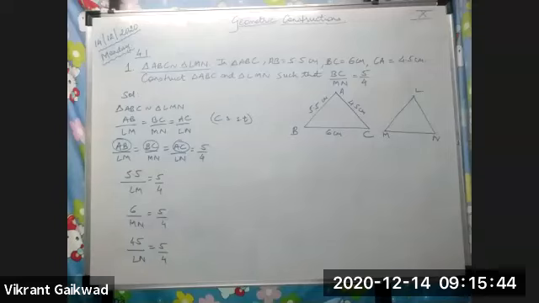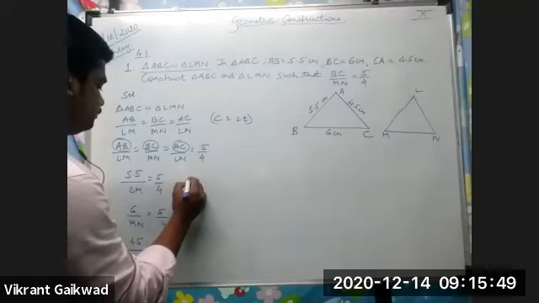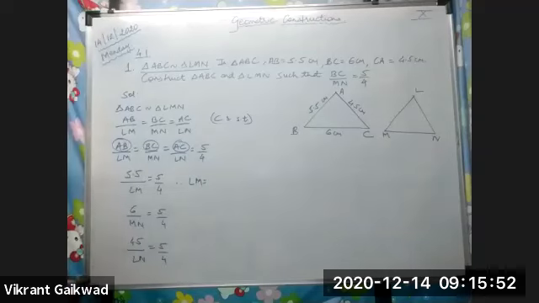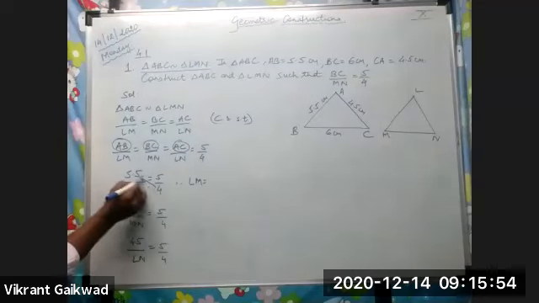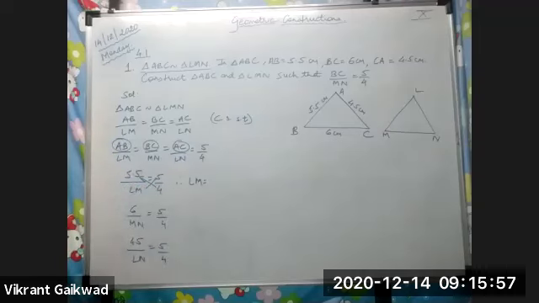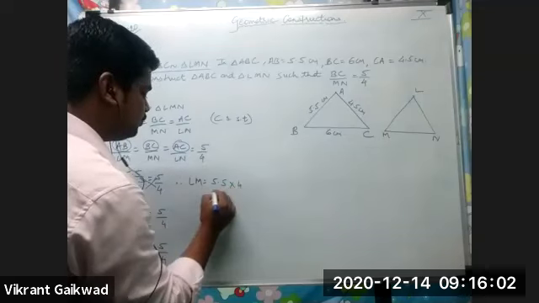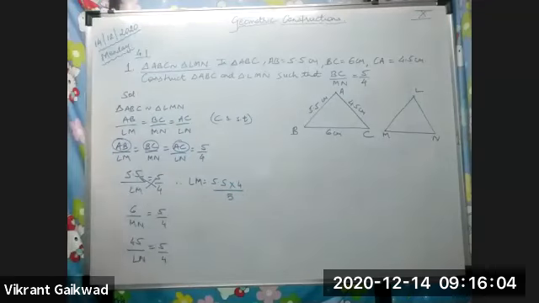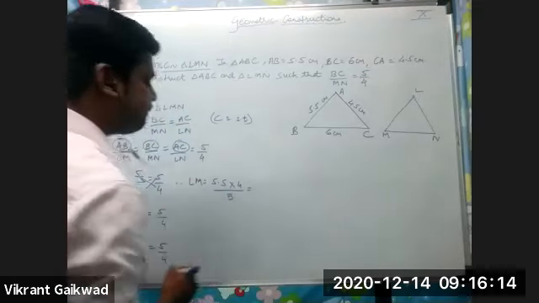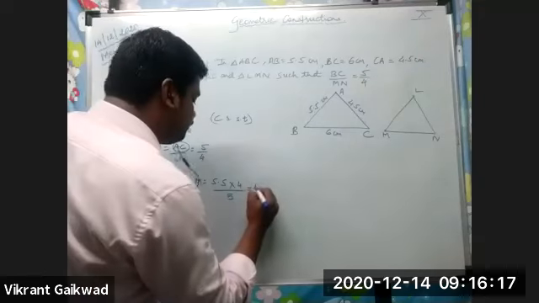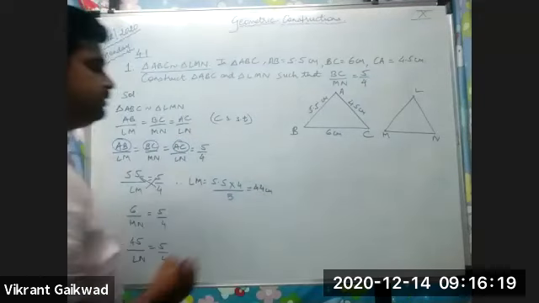Now, after that, what will you get? Come on, tell me. Can you get the value of LM from this? Therefore, LM equals, we'll cross multiply this, we get 5.5 into 4 upon 5. So after solving this, your answer is 4.4 centimeters.